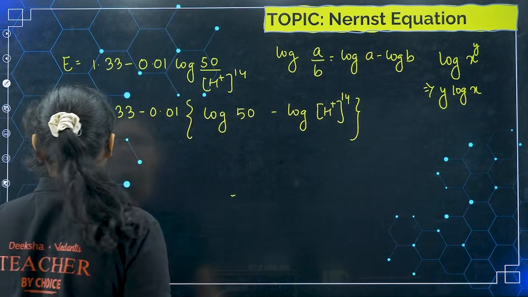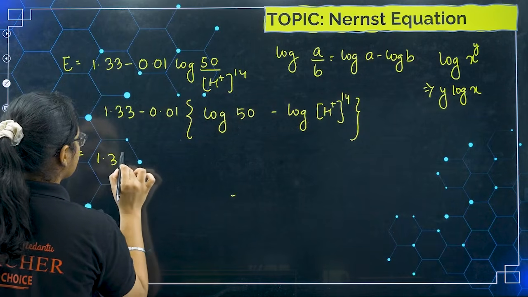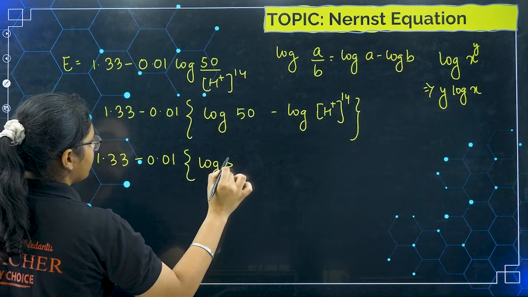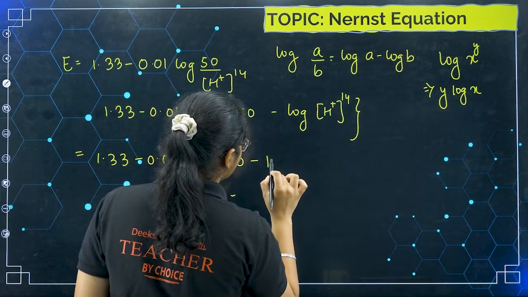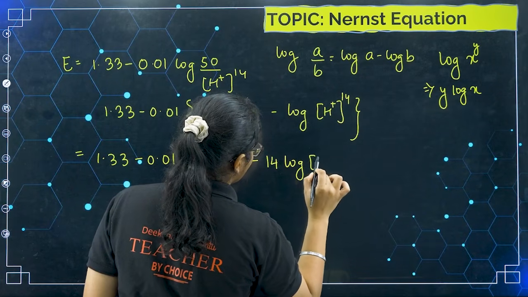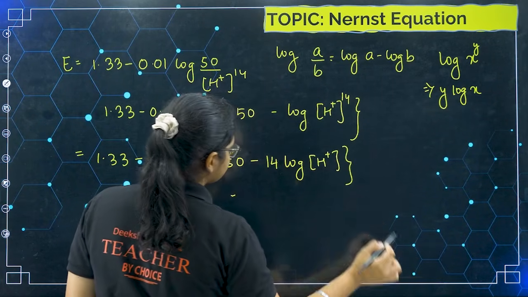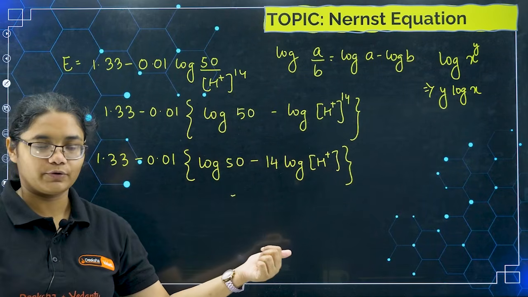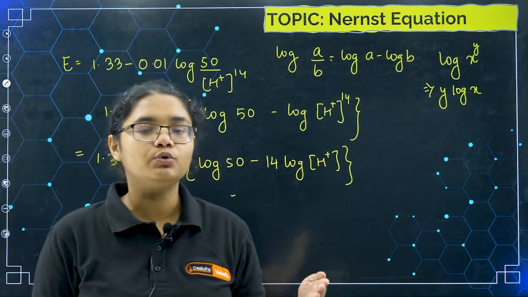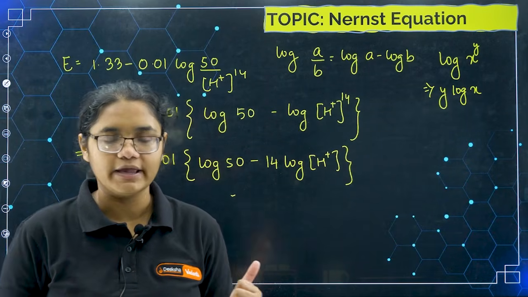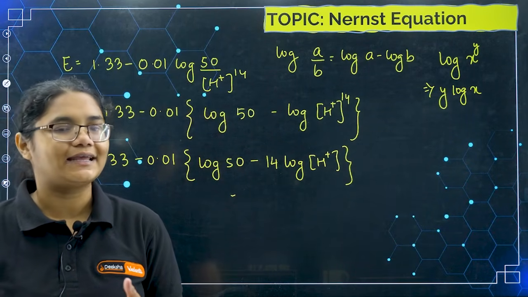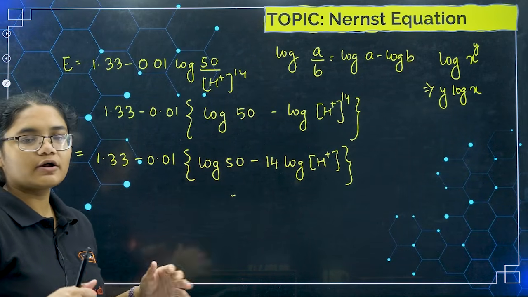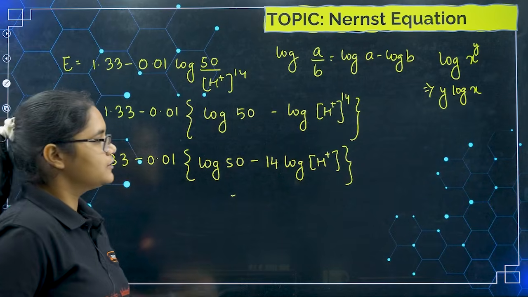So now it becomes 1.33 minus 0.01 times log 50 minus 14 log H plus. This is the thing. Now we need to find this log 50 value. So you should be remembering log 2 to log 9 or log 10 value. So log 5 is 0.693. So now we need to solve this log 50 value. Log 5 is 0.69 something. So I'll just solve this one.